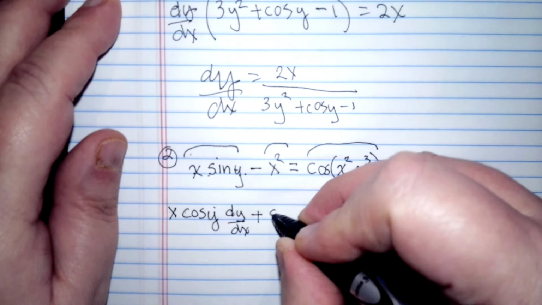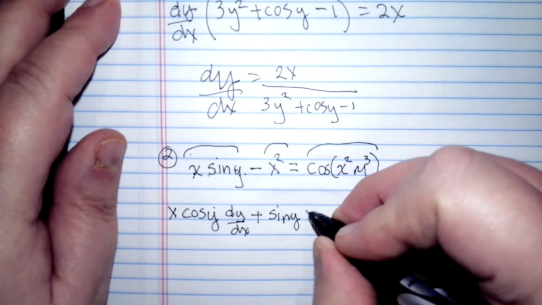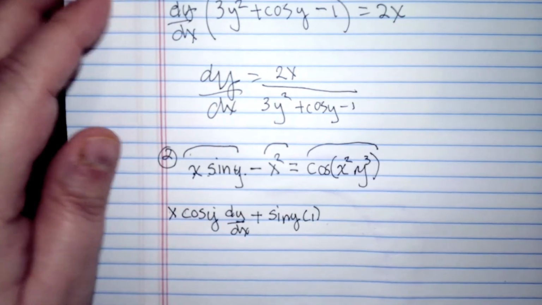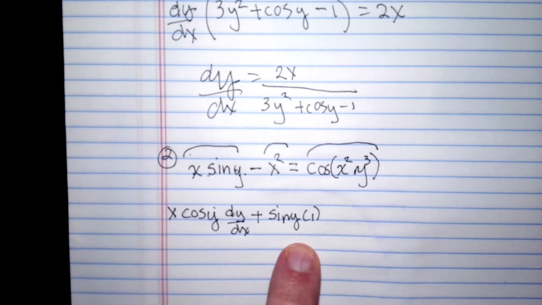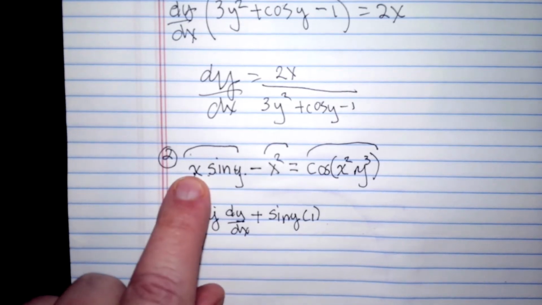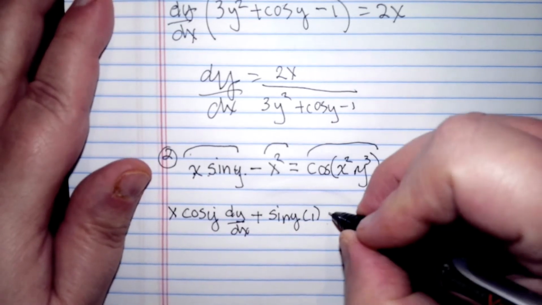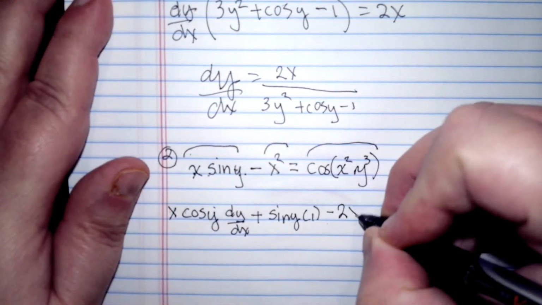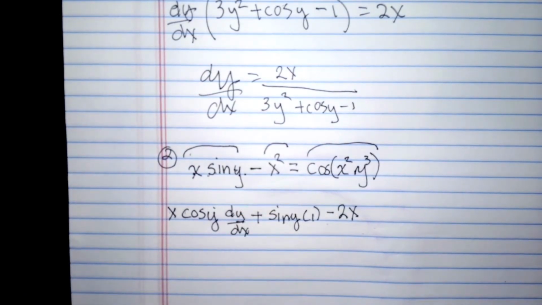Plus sine y times the derivative of x, which is just 1. We do not need a dy dx term in this term because we did not differentiate a function of y. We differentiated a function of x. We don't need a dy dx when we differentiate x squared. It's a function of x.